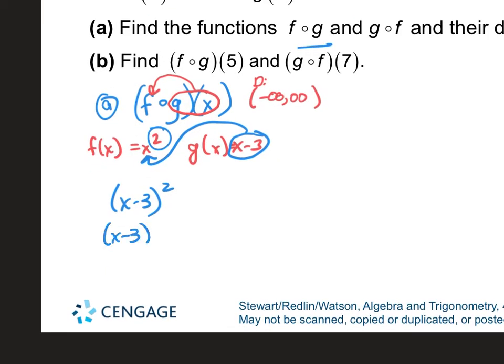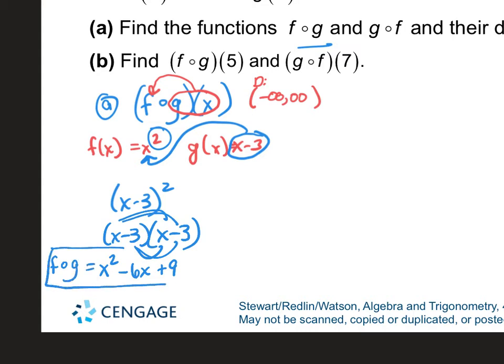And now we can evaluate that. X minus 3 times X minus 3. FOIL that. X times X is X squared. X times negative 3 is negative 3X. Negative 3 times X is negative 6X. And negative 3 times negative 3 is 9. So F of G equals this.